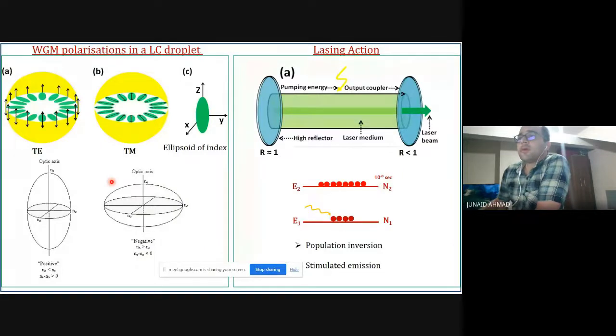In the case of liquid crystals, they are birefringent, which means that they possess two types of refractive indices. So these whispering gallery modes can be categorized into two polarizations, namely transverse electric and transverse magnetic. In the case of transverse electric, the electric field of the wave propagating along this droplet is parallel to the surface of the droplet. And in the case of transverse magnetic, the electric field vector of the propagating wave is perpendicular to the longer axis of the molecules.